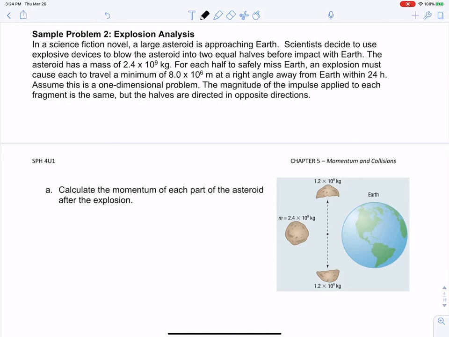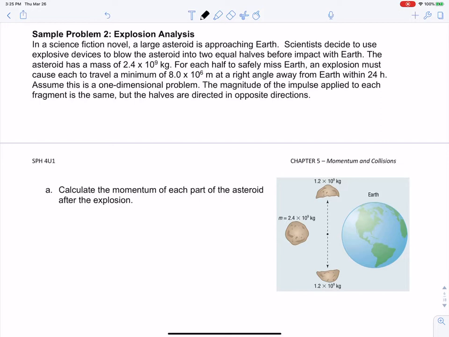Let's read this problem. In a science fiction novel, a large asteroid is approaching the Earth. Scientists decide to use an explosive device to blow the asteroid into two equal halves before impact with the Earth. The asteroid has a mass of 2.4 times 10 to the power of 9 kilograms. For each half to safely miss the Earth, an explosion must cause them to travel a minimum of 8.0 times 10 to the power of 6 meters at right angles away from the Earth within 24 hours. Assume this is a one-dimensional problem.